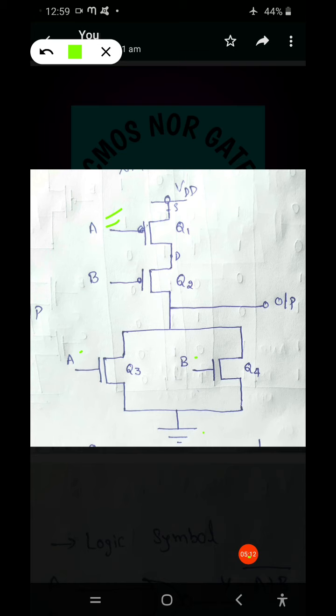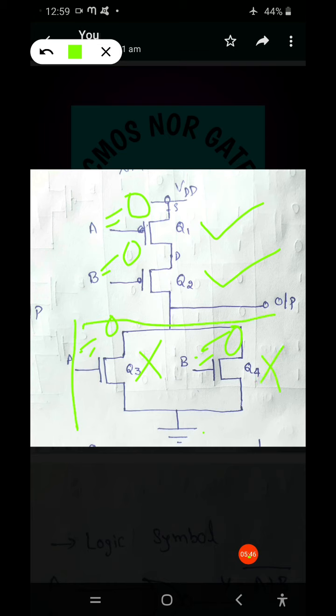Take the first one, A equal to 0, B equal to 0. Here also A equal to 0, B equal to 0. I am applying the first condition, right? So what will happen now? Whenever we apply 0 to the PMOS transistor, PMOS will be on, so Q1 will be on. Here also Q2, because it is a PMOS transistor, is on. What about the NMOS transistors? Q3 will be off and Q4 will be off. So it is open circuited because both the transistors are off.